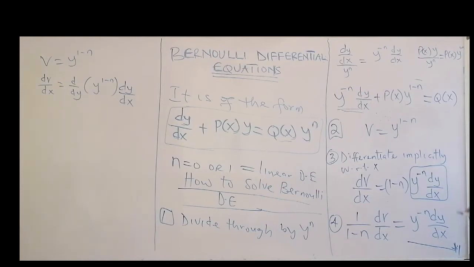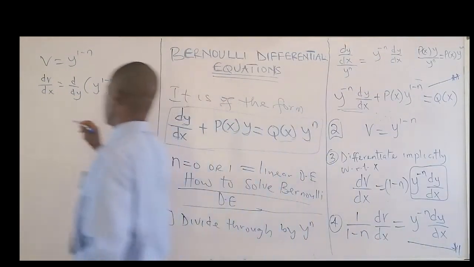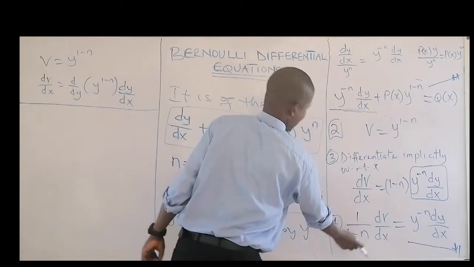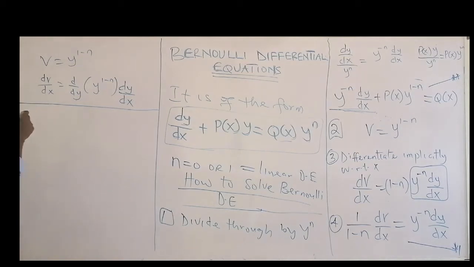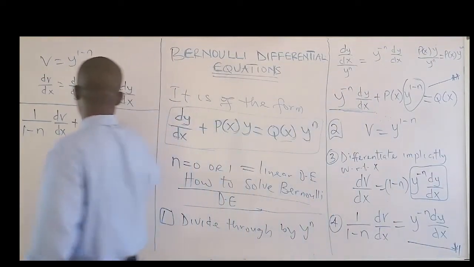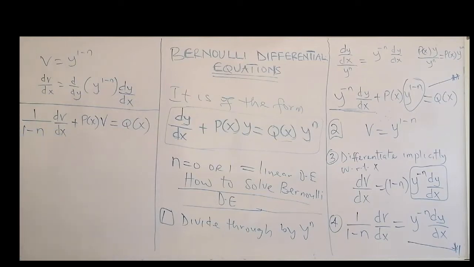Then the next thing to do now, you can call this whatever you want, maybe star 1. This one here, we need it. We can call this one star. So put this one into this place and substitute for v. We already know an expression for this in equation star 1, and that will be 1 over 1 minus n dv/dx, then plus p of x times v, which we have given the letter v, equal to q of x. So by the time you look at it now, you see that this is linear in v.